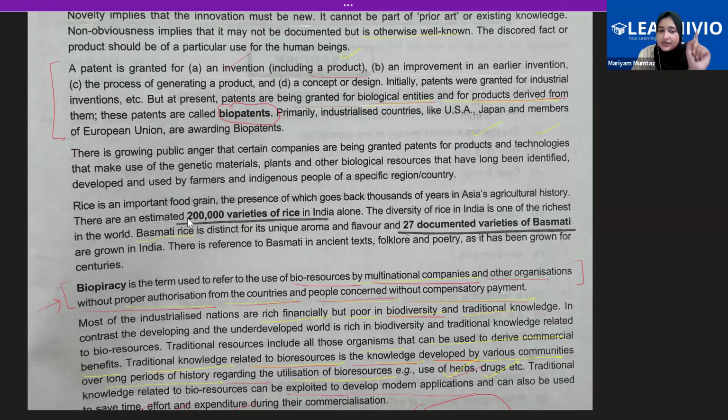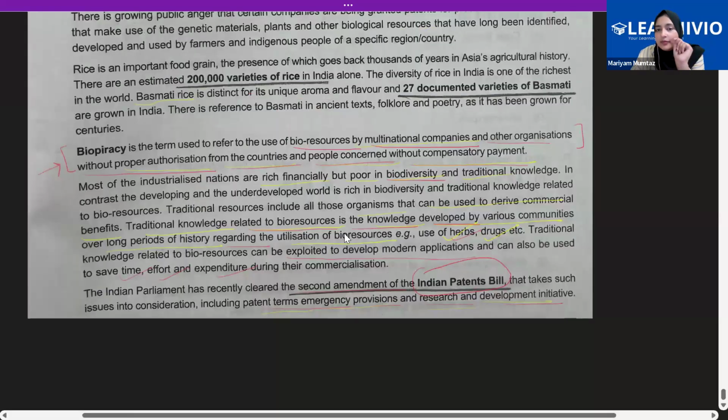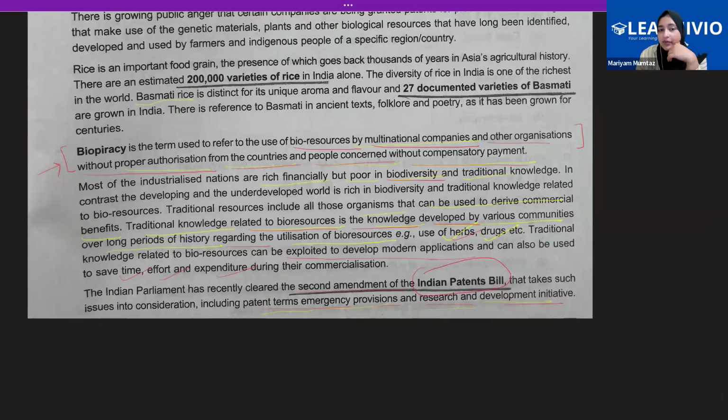Now, associated with this comes biopiracy. Biopiracy is basically the use of bioresources by multinational companies without proper authorization, meaning you have used someone else's idea, you've taken someone else's concept, and you're not giving them credit, you're not providing them the payment also, right? I'm using your idea, so here's your payment for that. No. So that term is called biopiracy.